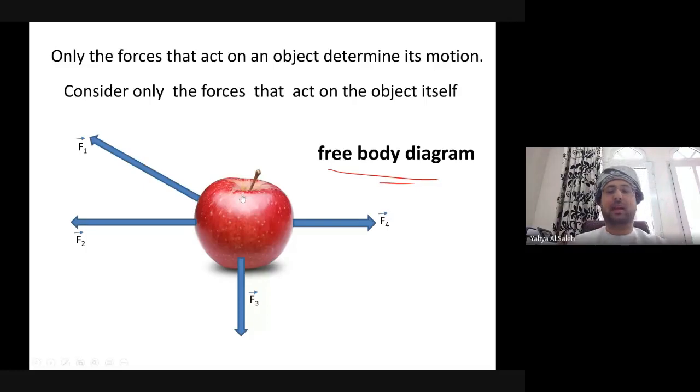Okay, free body diagram. What is it? It is a way to explain graphically what a problem is asking from us.